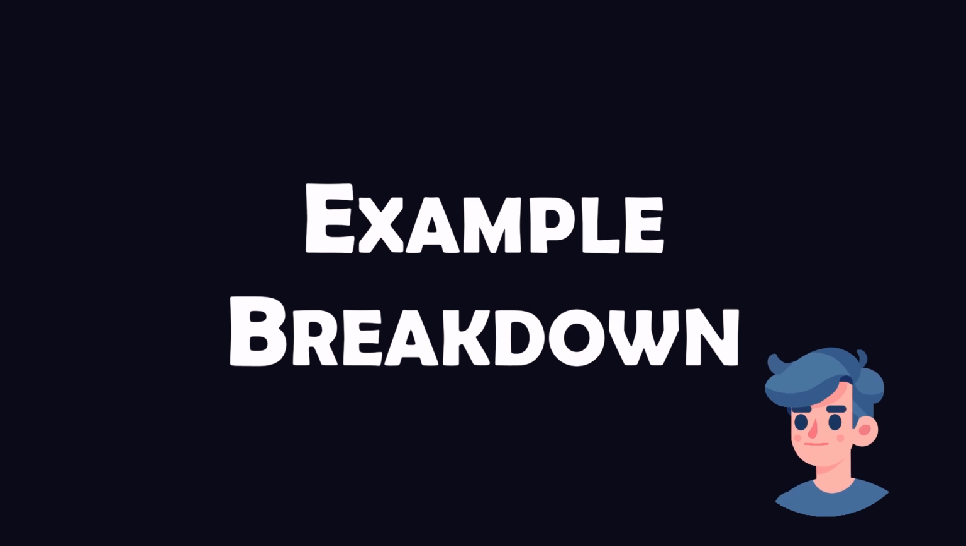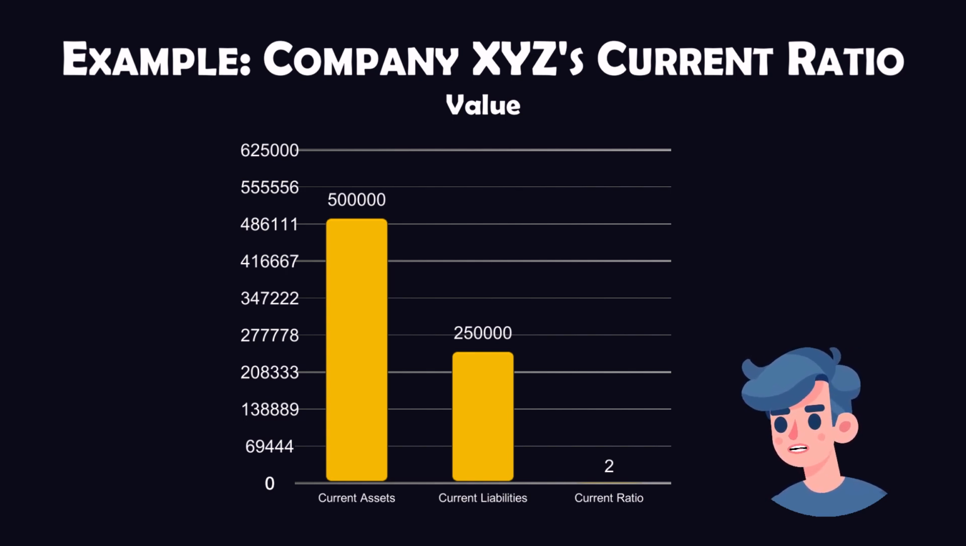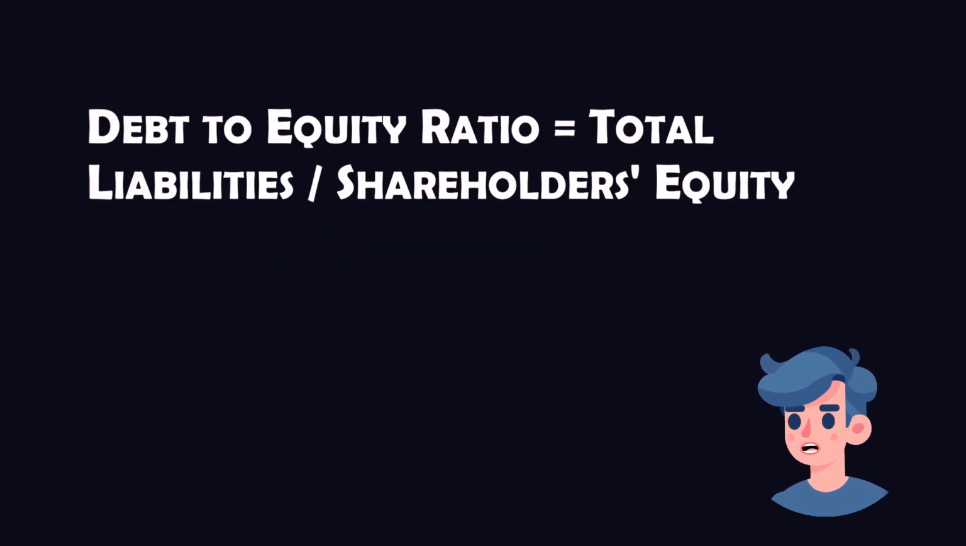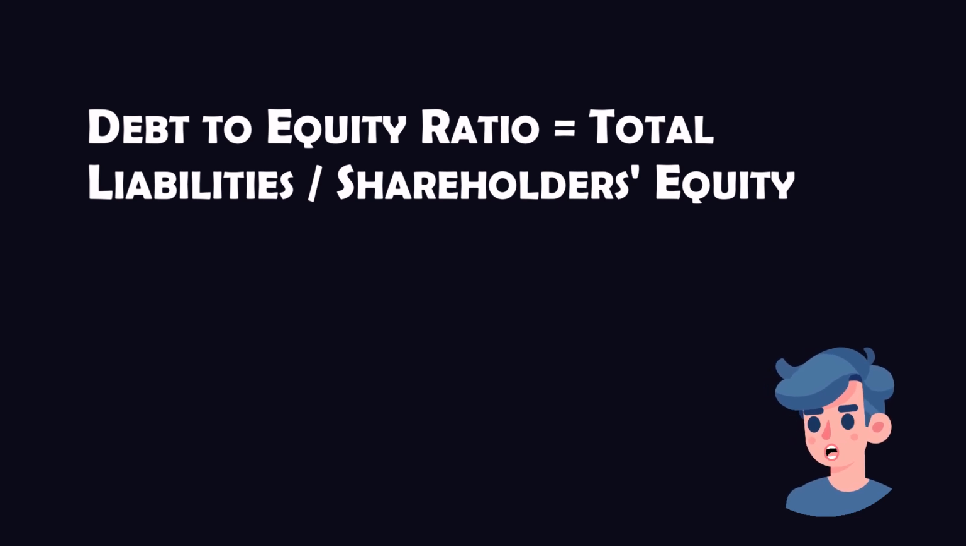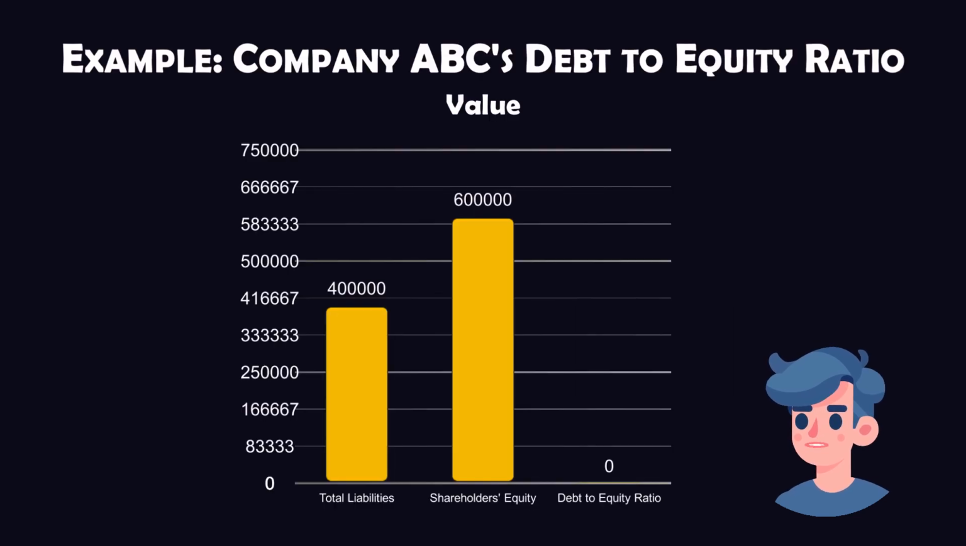For example, if company XYZ has $500,000 in current assets and $250,000 in current liabilities, its current ratio would be 2. Another useful ratio is the debt-to-equity ratio, calculated as total liabilities divided by shareholders' equity, indicating the proportion of equity and debt used to finance the company's assets. If company ABC has $400,000 in total liabilities and $600,000 in shareholders' equity, its debt-to-equity ratio would be 0.67.